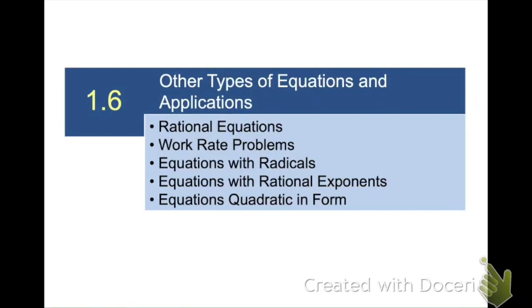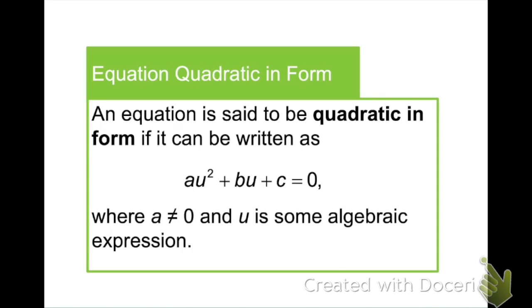In this part of 1.6, we're going to use U substitution to solve equations that are quadratic in form. An equation that is said to be quadratic in form can be written as AU squared plus BU plus C. So in our examples, we're going to have something other than U in there that's a little complicated.